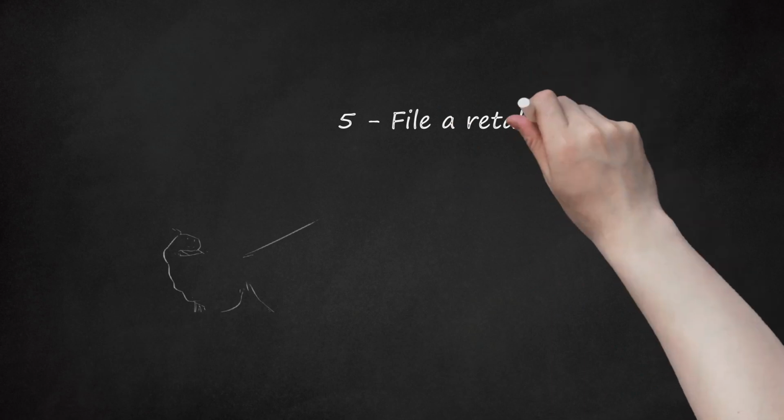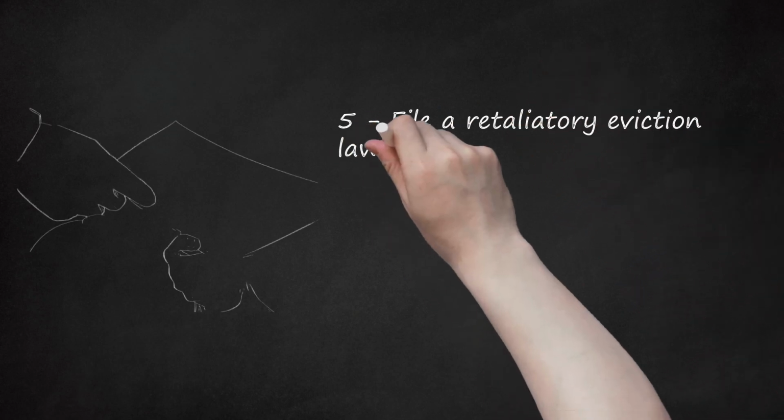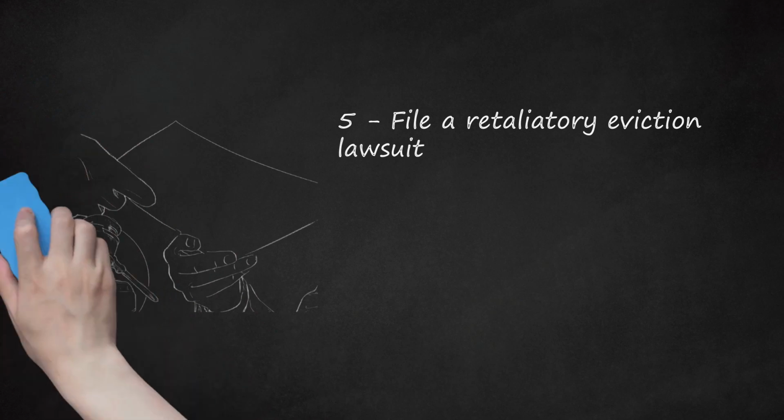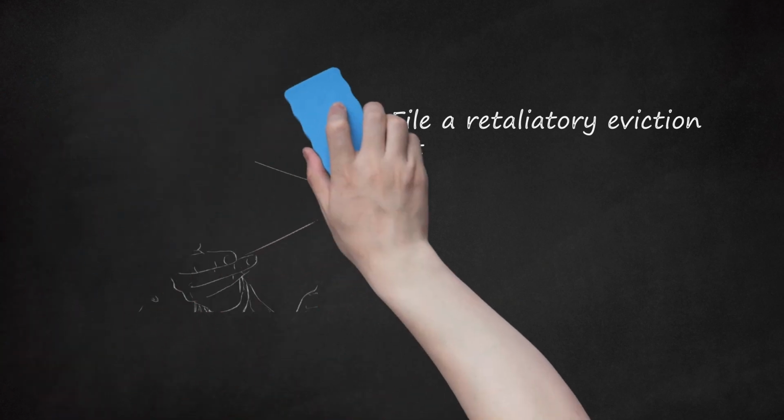5. File a retaliatory eviction lawsuit. If you report a building code violation, then your landlord might retaliate by evicting you from the apartment. You are protected against this kind of retaliatory eviction. As soon as you receive your eviction notice, you should meet with a lawyer to begin planning your defense. See Sue for an illegal eviction for more information.